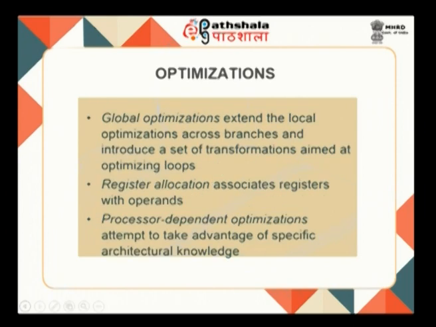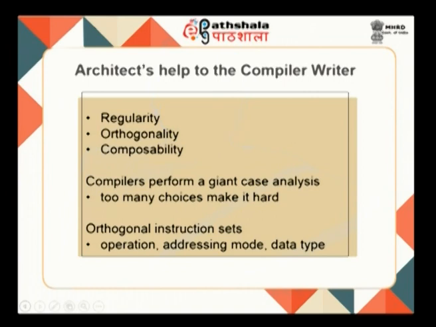The basic rules for optimization, with respect to the compiler writer, the basic rules through which the hardware can provide support to the compiler, are regularity, orthogonality and composability. When the compiler does a giant case analysis of a big program, it may have too many options, so it becomes very hard for the compiler to make choices on which path to choose. So, if the architecture is able to give some options to the compiler, some indication that this would be a better option, then it will be very useful to the compiler.